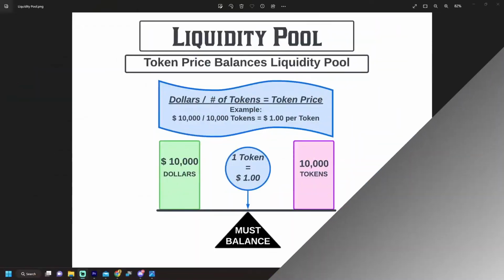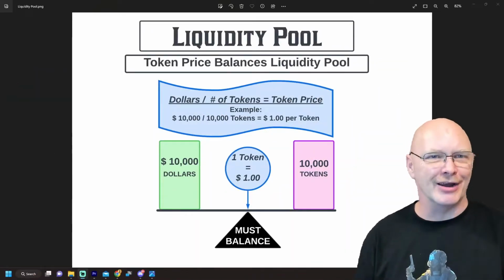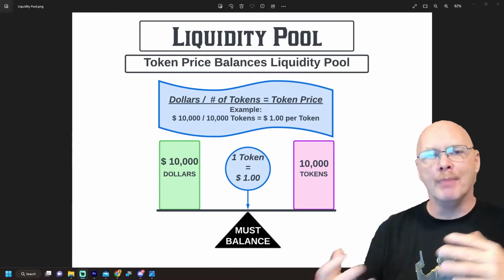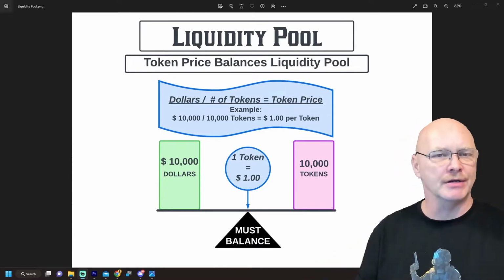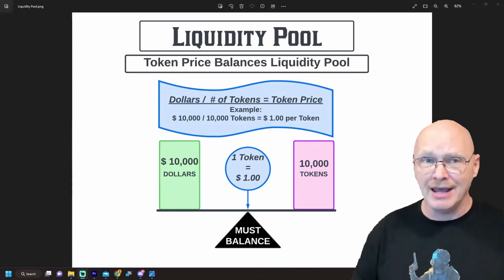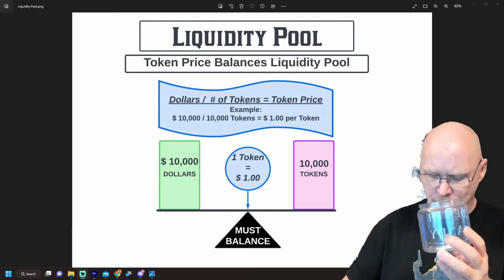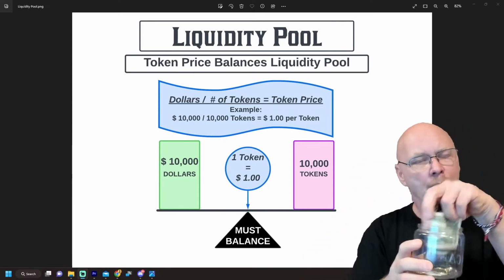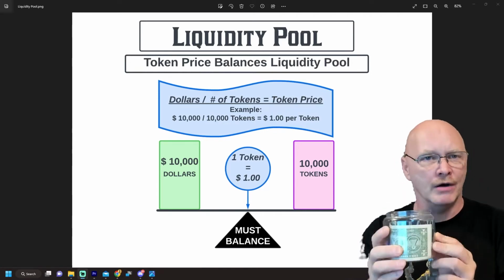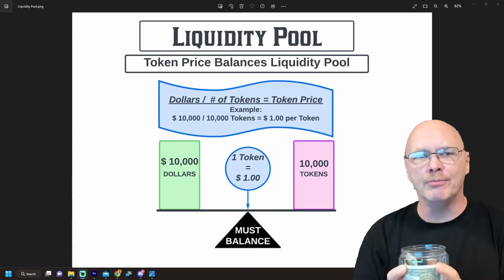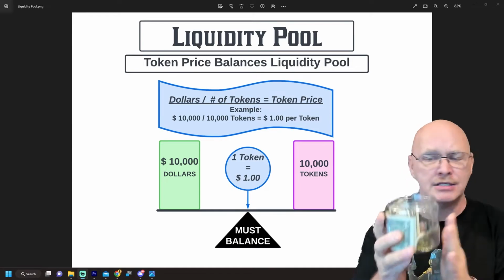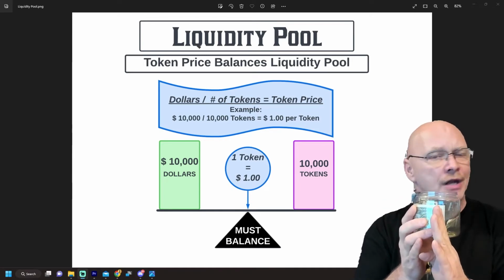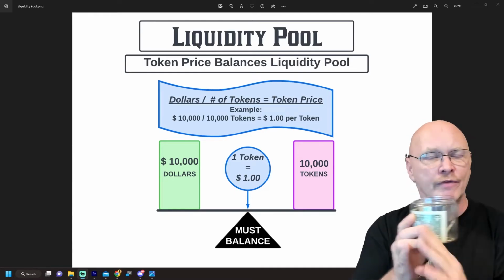So without further ado, let's go learn about liquidity pools. Now, liquidity pool sounds really scary, but I promise it's not. Anytime you buy or sell a token on an exchange or something like that, you're going to operate within a liquidity pool. Now, liquidity pool is a really fancy name for a container that holds an equal amount of tokens and dollars. But that equal amount is based on the value of the token, okay? That's really, really important, and it must always be equal. There has to be a 50-50 split in that container. You can never have more value of tokens than dollars or vice versa.